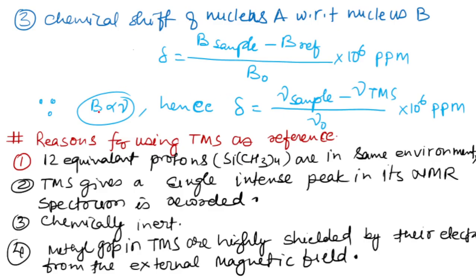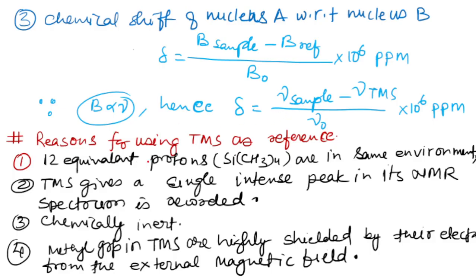As we discussed in the previous slide, nu is proportional to B, hence delta is equal to, replacing the magnetic field with the frequency, nu sample minus nu TMS over nu 0, and the other terms are the same.